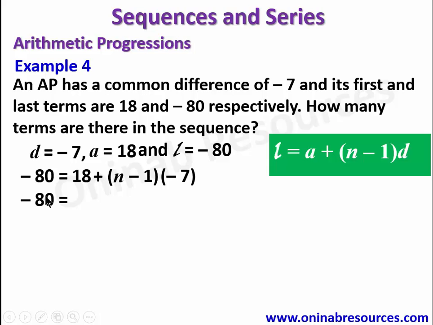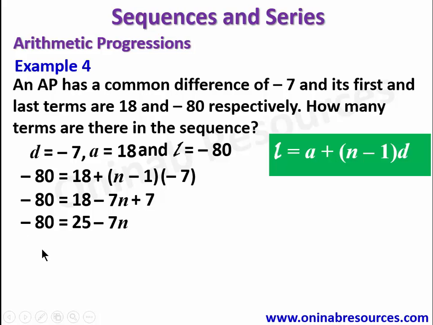I still maintain negative 80 equals 18 minus 7 times N. I'm expanding. That will give us negative 7N. Negative 1 times negative 7 will give us positive 7. Then I take this plus this. That will give us negative 80 equals 25 minus 7N, because 18 plus 7 gives 25. So this is negative 7N.